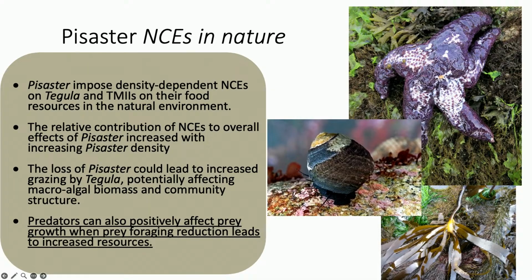So just a few take-home points from that. Pisaster imposed these density-dependent non-consumptive effects on Tegula, and also these trait-mediated indirect effects on algae in their environment. The relative contribution of NCEs to CEs in the system increases as predator density increases, which is consistent with theory. And so loss of Pisaster at certain sites could lead to increased grazing by Tegula, which could affect macroalgal biomass and community structure, and potentially microbial diversity in the system. And then this finding that predators can also positively affect prey non-consumptively.